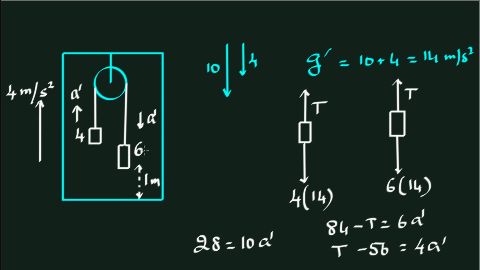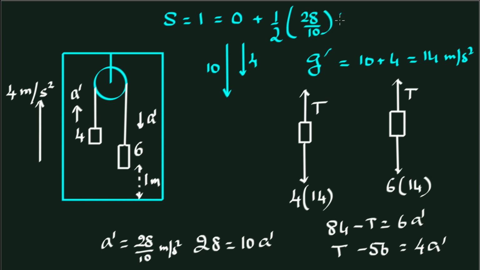So in the elevator frame, the 6 kg block is moving down with an acceleration of a prime, which is equal to 28 divided by 10 meters per second squared. Now in this frame, the 6 kg block starts from rest, taking down as positive. S, the displacement is 1 meter, taking down as positive, is equal to, in this frame, the 6 kg block starts from rest, ut plus half a, the acceleration is 28 by 10 t squared.